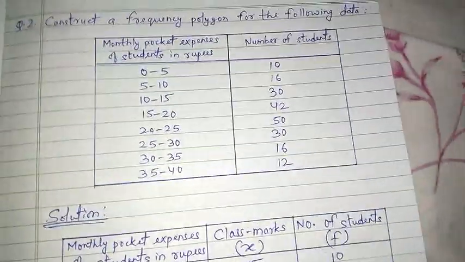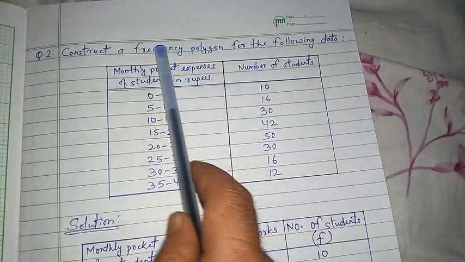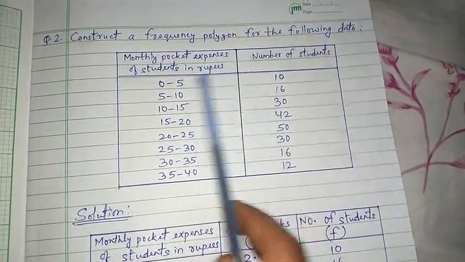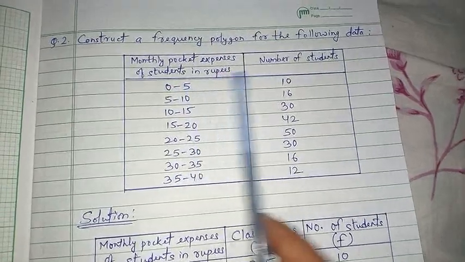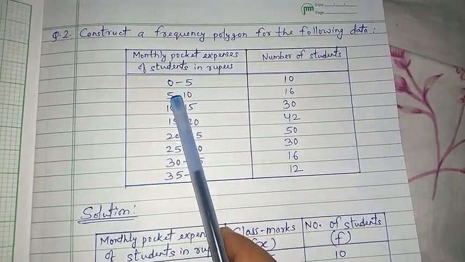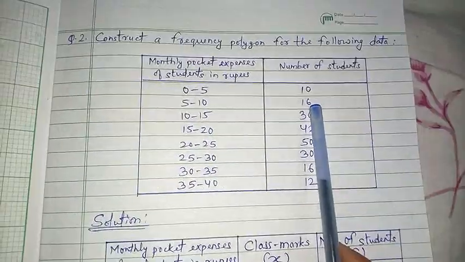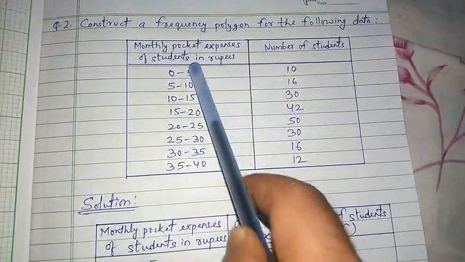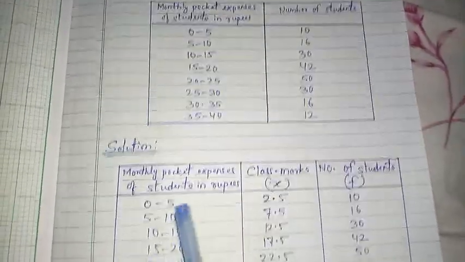One more question I will discuss, children, very briefly. Here you have to construct a frequency polygon. Okay, data is here. Monthly pocket money in rupees. This is monthly pocket money, 0 to 5 rupees, number of students, 10 students, like that. Monthly pocket money of 5 to 10 rupees, 16 students. That way, this is the number of students, this is the monthly pocket money.